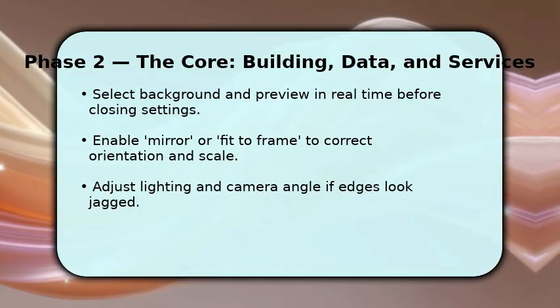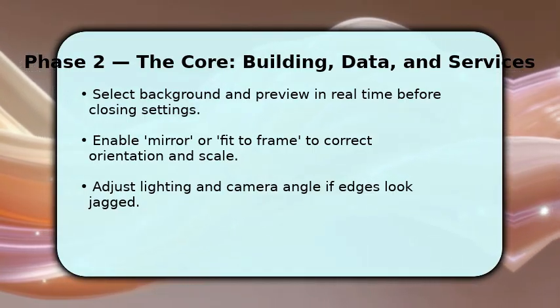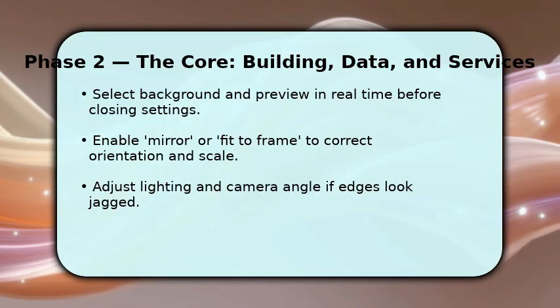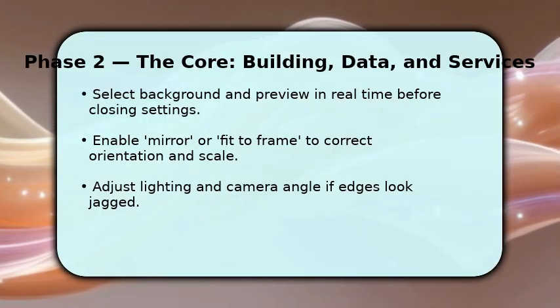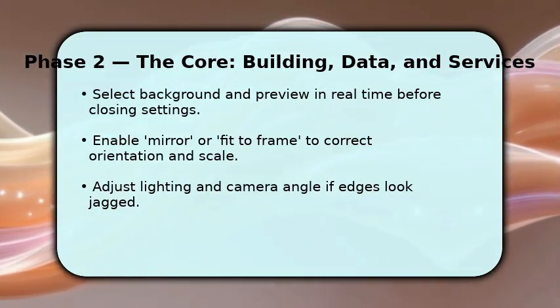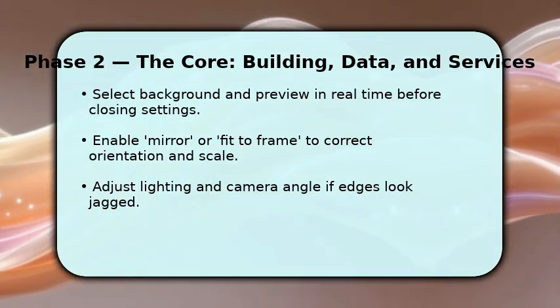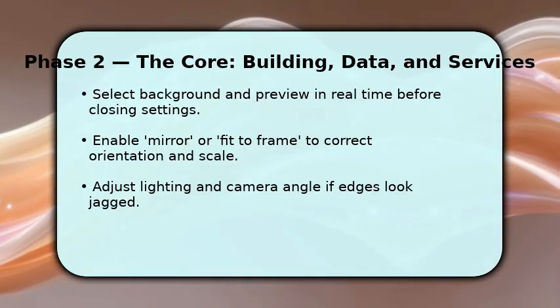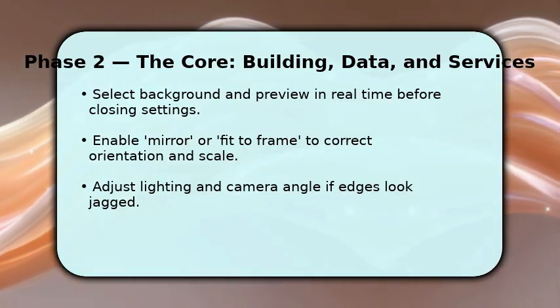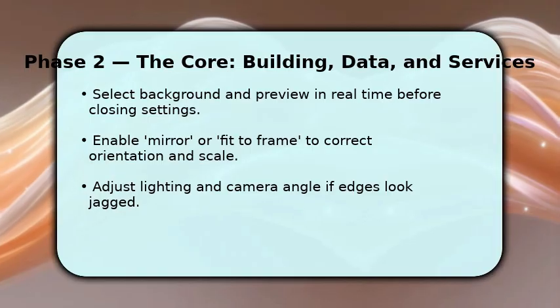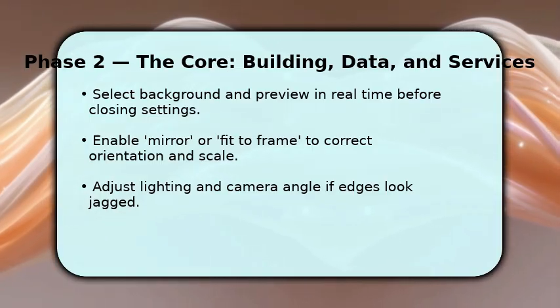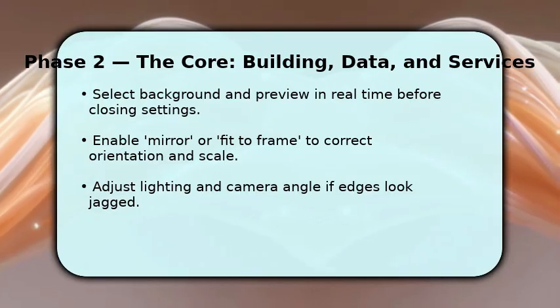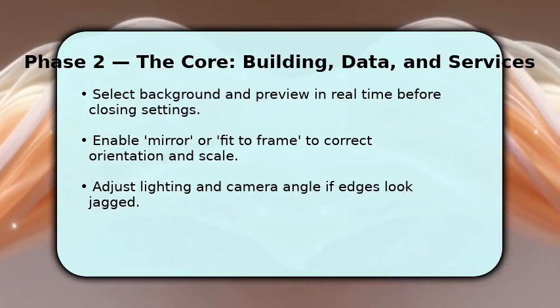Use the fit or stretch controls to remove head cropping, and toggle mirror only if text on your background appears reversed. If edges look jagged, reduce motion and increase front lighting. Soft, even light removes shadows that confuse the replacement algorithm. Make incremental adjustments and keep the settings window open until you're satisfied so you can tweak instantly during the call.